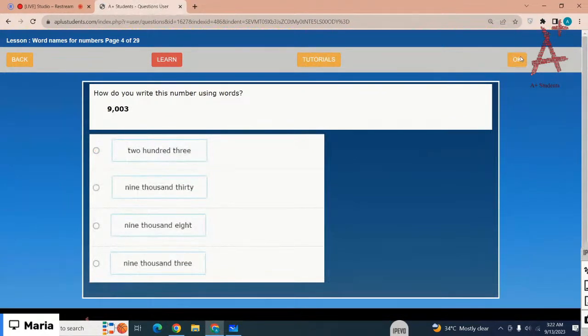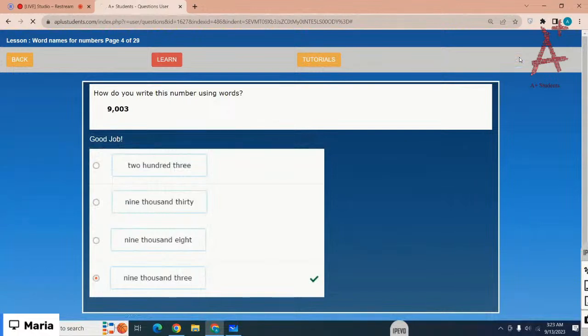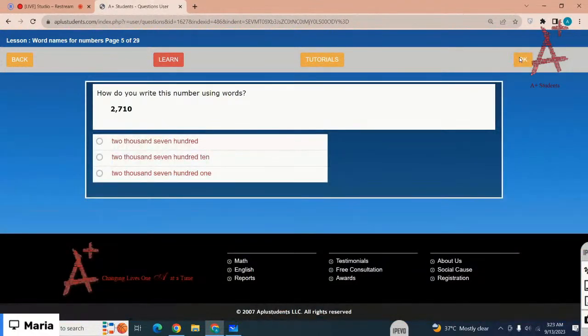How do you write this number using words? Which is the correct option? That is 9,003, right? The last one is the correct option, 9,003 it is. Very good, everyone. How do you write this number using words? Which is the correct option?